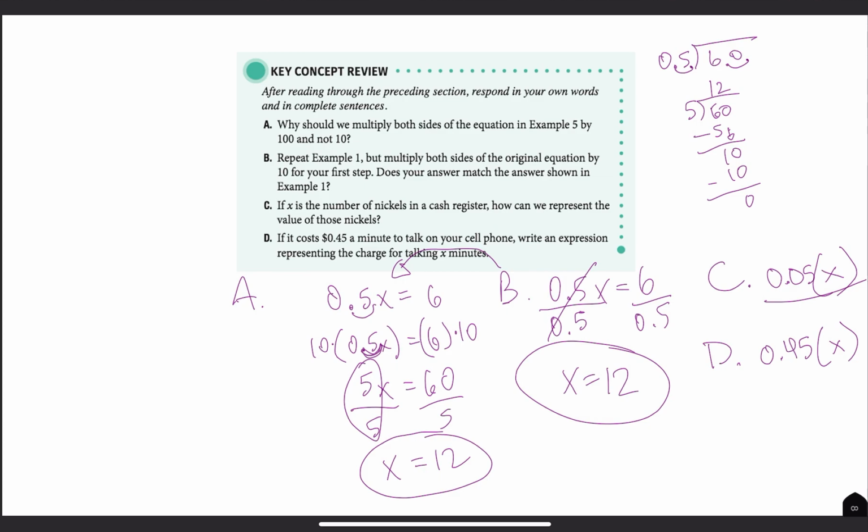So hopefully that makes sense, how we're using decimals to expand what we can do with problem solving, especially in real world applications. And that's the basics of chapter 5, and we'll see you in the next chapter.